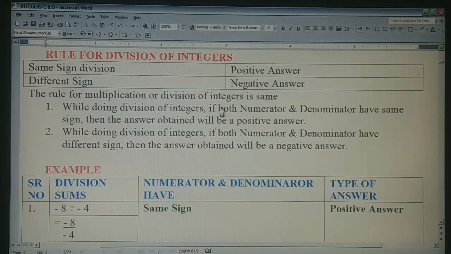While doing division of integers, if both numerator and denominator have the same sign, then our answer will be a positive answer. If numerator and denominator have different signs, then the answer will be a negative answer. Same sign, positive answer. Different sign, negative answer. I'll repeat one more time. Numerator, denominator having the same sign, the answer will be positive. Numerator, denominator having different signs, the answer will be negative.